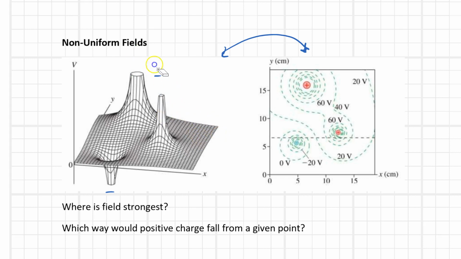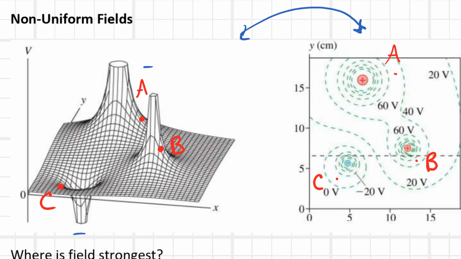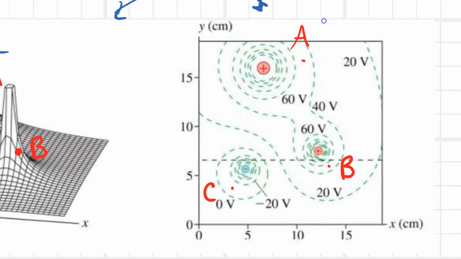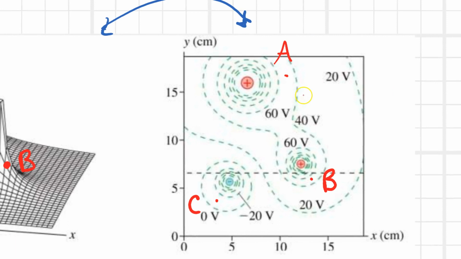Okay, so why don't we make up a few spots? I picked three spots. I labeled them A, B, and C, and first I picked them on here, and I'll tell you how I picked them. I thought, okay, I'm going to pick them between the 40 volt and the 60 volt, so about halfway between those two lines.